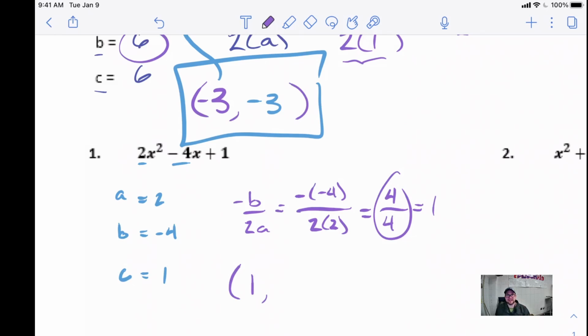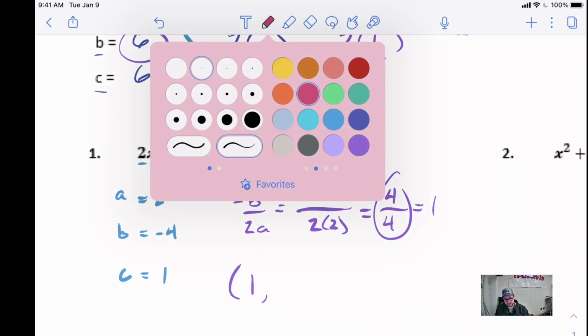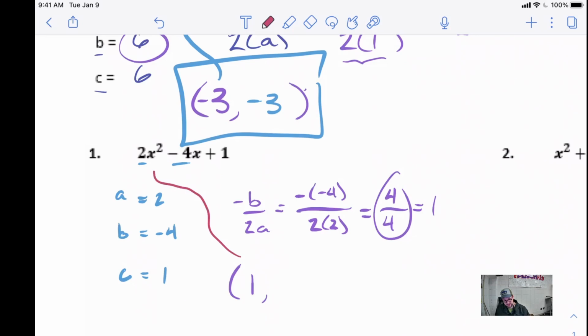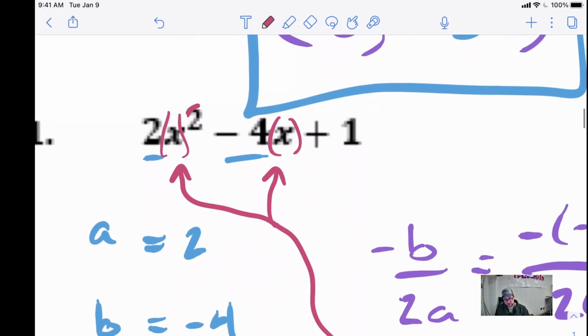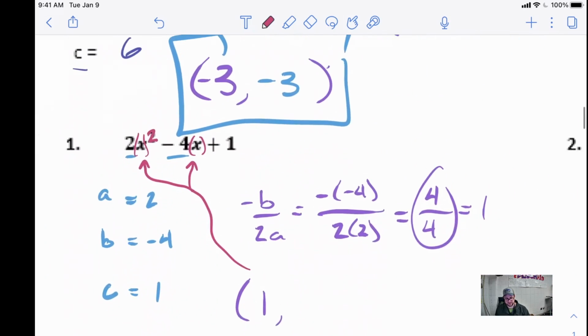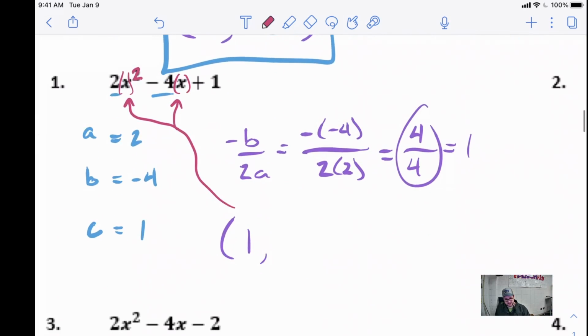Now, once I get that far, remember, your job is to take that point and plug it into the original equation wherever we see an x. But be careful, make sure you put parentheses just around the x. Notice how this 2 is still on the outside of the parentheses. Now, let's type that in.